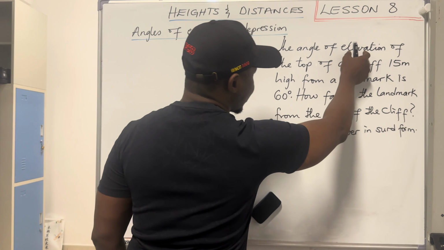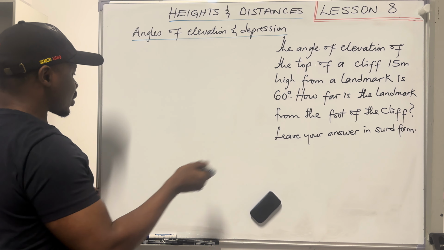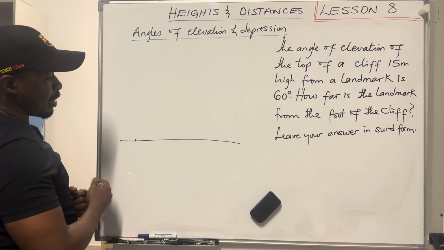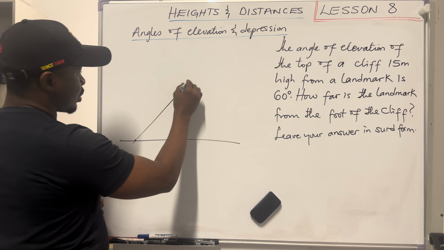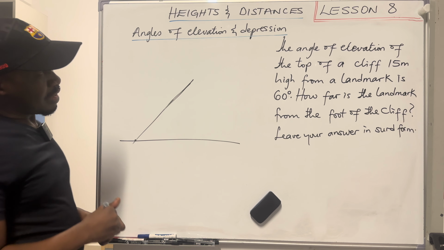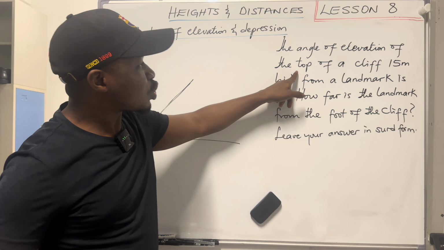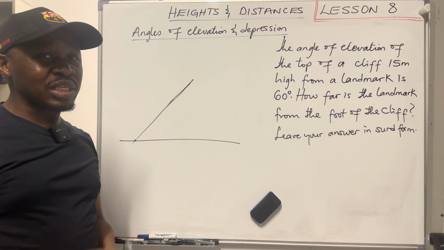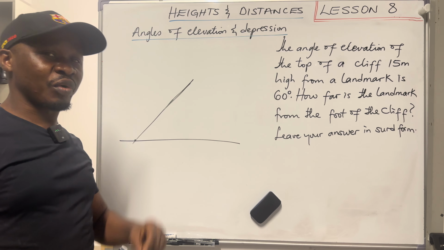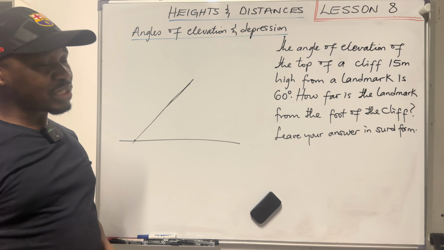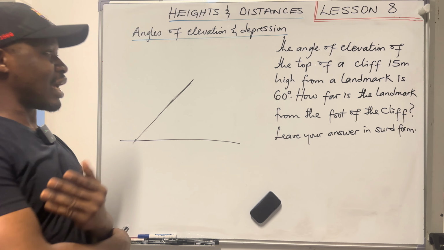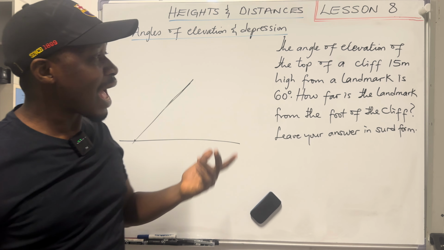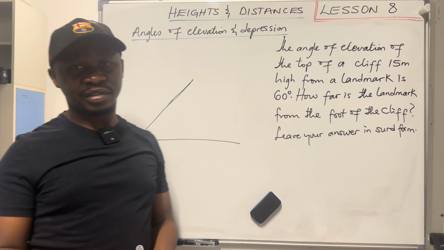Since the angle is below, here is the angle situated here. The angle of elevation of the top of a cliff. The angle is below a particular object or location. But what is the location here? What is the object here? Top of a cliff. And this cliff is 15 meters high from a landmark.